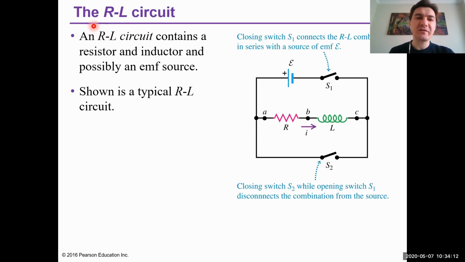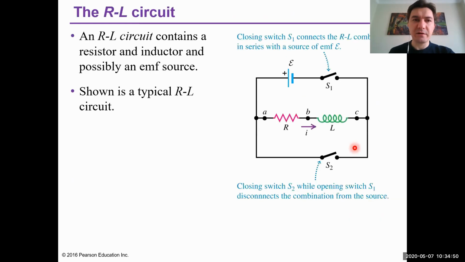So we will start with the RL circuit. In an RL circuit, we have a resistor and also an inductor. And in addition to that, we have an EMF source. So here you see a typical RL circuit. Here we have switch 1, here we have switch 2. We will use them to open and close that part of the circuit, and that part of the circuit I will show you later on.